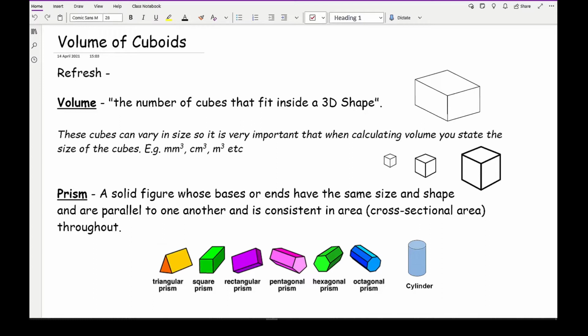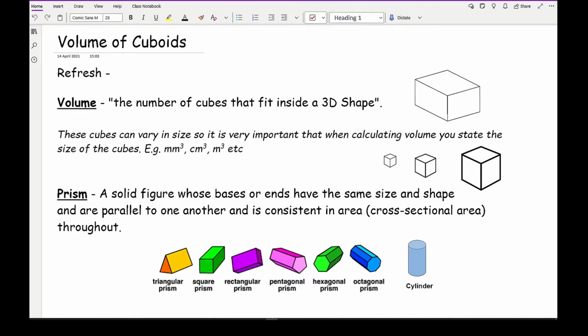Now a prism is a solid figure whose bases or ends have the same size and shape and are parallel to one another and is consistent in area. Now this area is what we call the cross-sectional area throughout. Now here you can see prime examples of some quite common prisms that you may get.